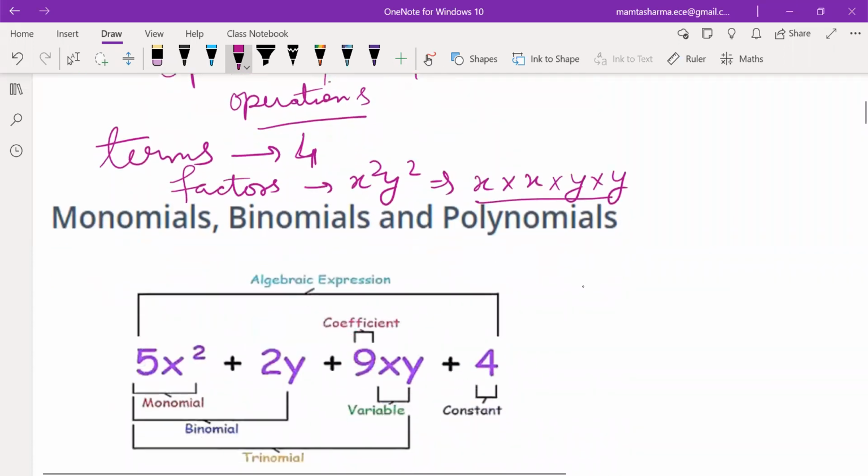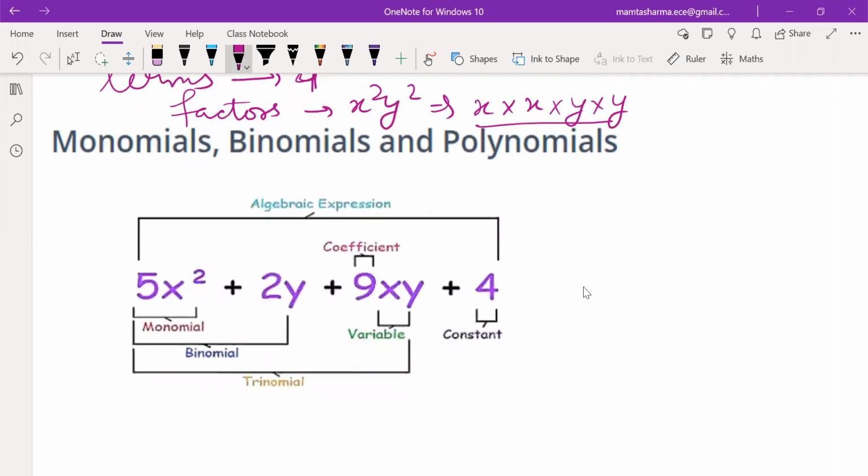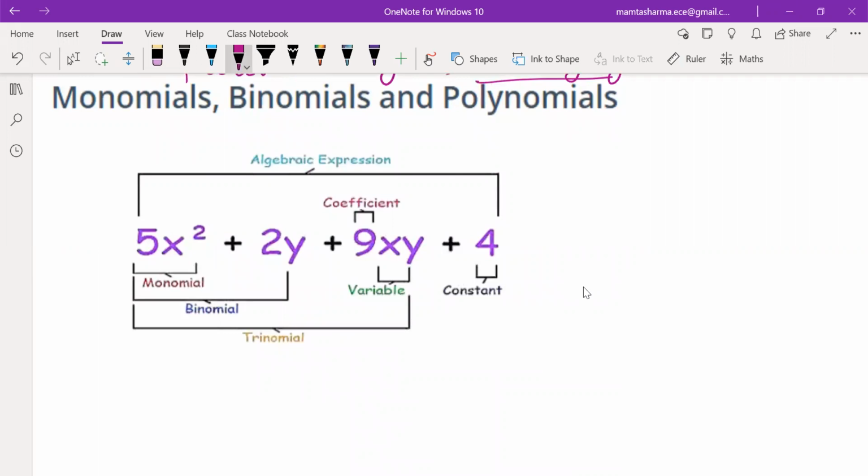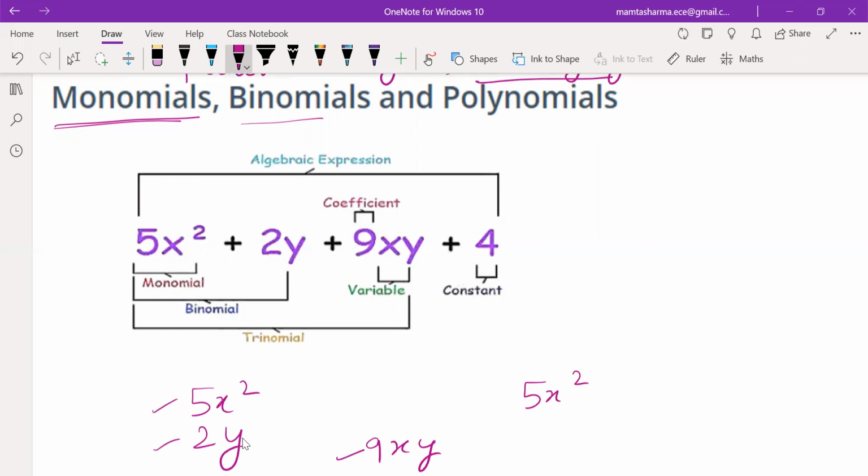Now we will see binomial, monomial, and polynomial. If I have this expression 5x square plus 2y plus 9xy plus 4, if an expression is having only one term, then it would be a monomial. 5x square, 2y, 9xy, they all have one term, so they would be called monomials. A binomial expression will have two terms. If I say 5x square plus 9xy, since it is having two terms, it is a binomial.